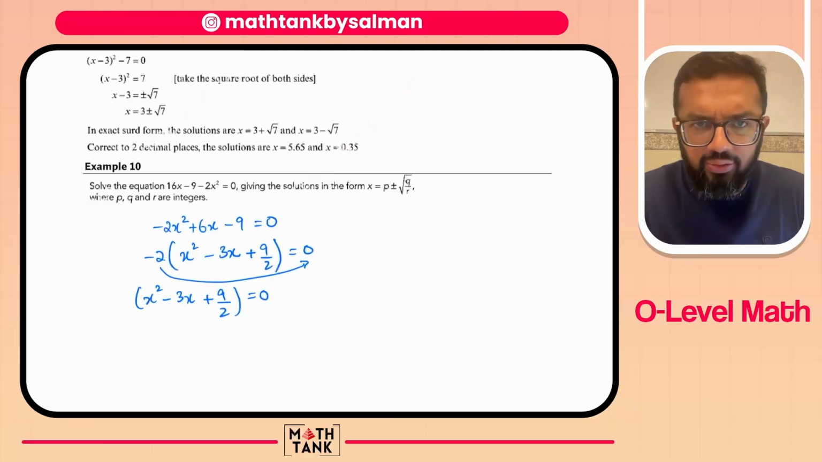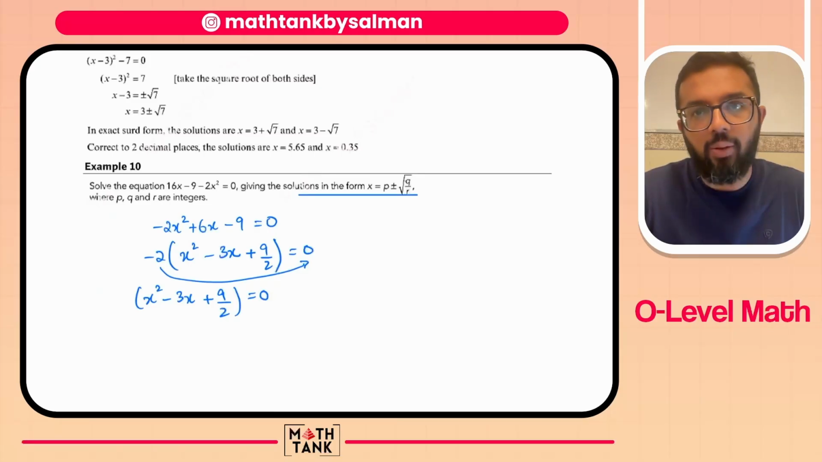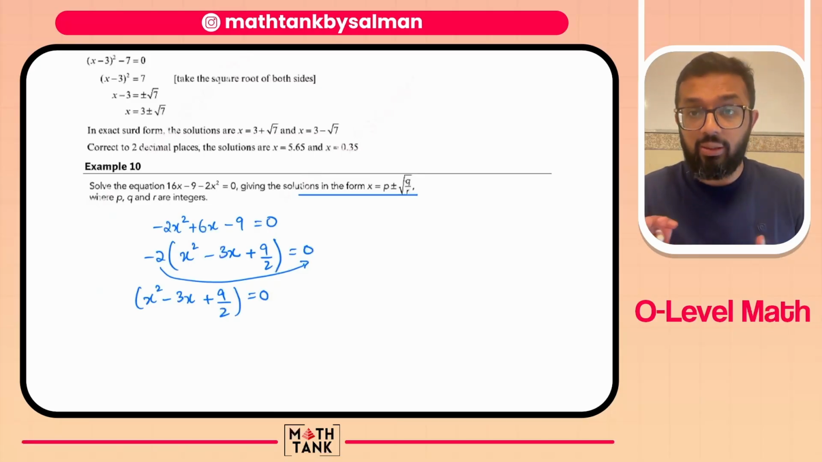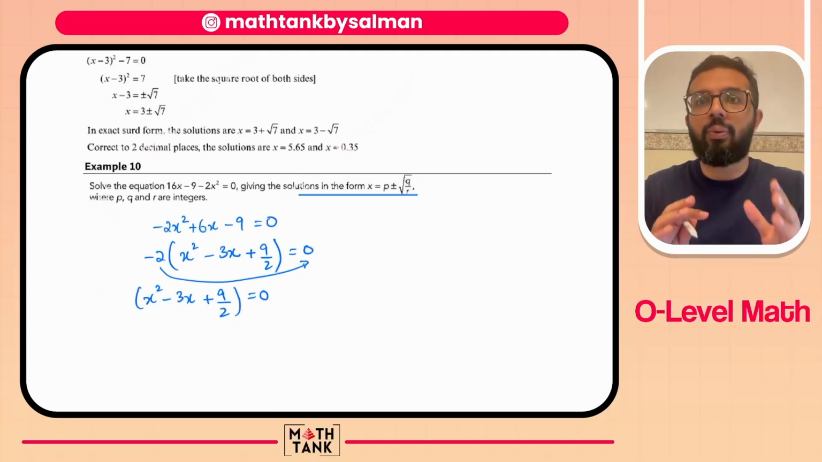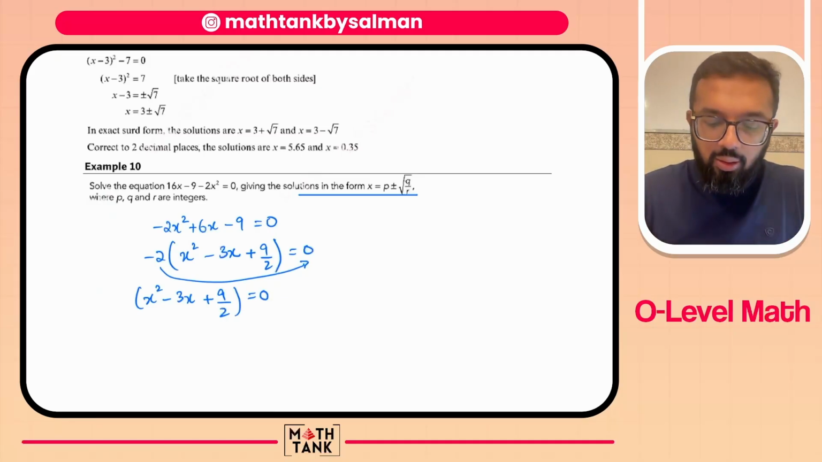No, it doesn't say in the question that you need to do a completed square form, but since it's specifying a form, I'm doing it this way. Sometimes the question is going to tell you that you need to say hence, and then use this form to solve the quadratic equation. Okay. Then what is my b? It's minus 3. And what is my c? That's 9 over 2.